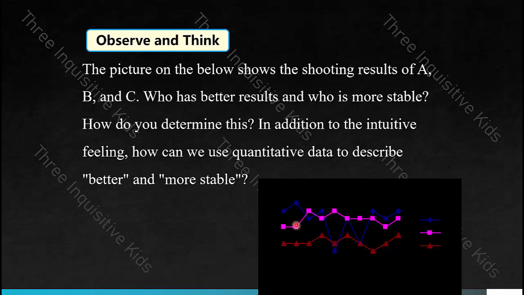So let's first look at this graph, and as you can see, there is a blue line, a pink or purple line, and a red line. The higher up you are, the better score you got. As you can see, they all shot 10 times, and each point here shows the result of that one go at their shooting. So let's first look at blue.